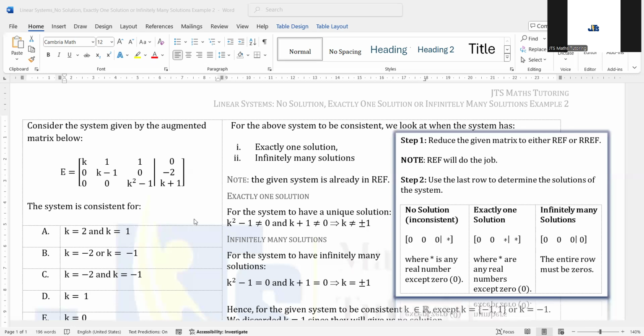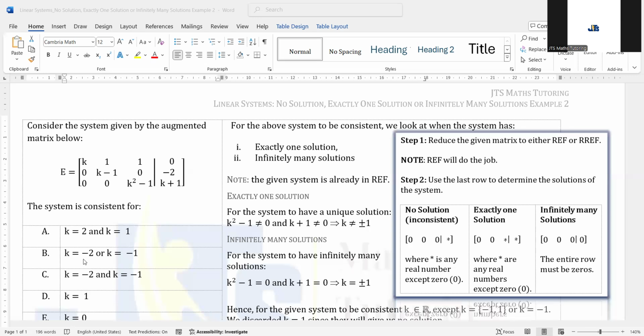All right, but now let's look at the given options. K is equal to 2 and K is equal to 1. Yes, K can be 2, but definitely K cannot be equal to 1. Because once it is 1, we know it is infinitely many solutions. And also because of the AND operator which was used there, you can't have that situation whereby K is equal to 2 and K is equal to 1 at the same time. So option A is out.